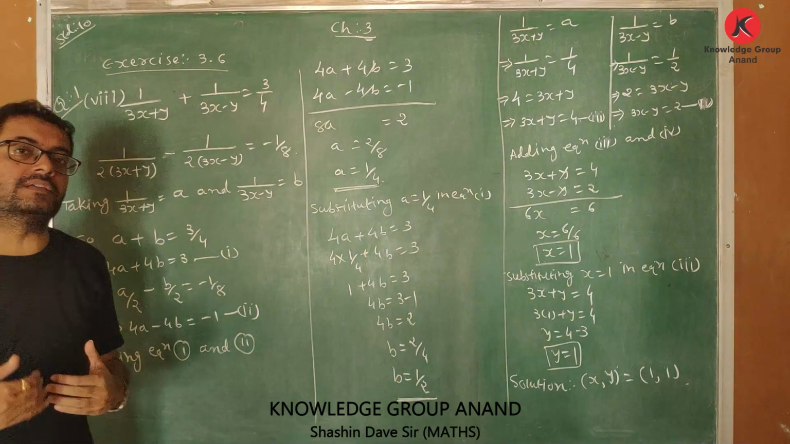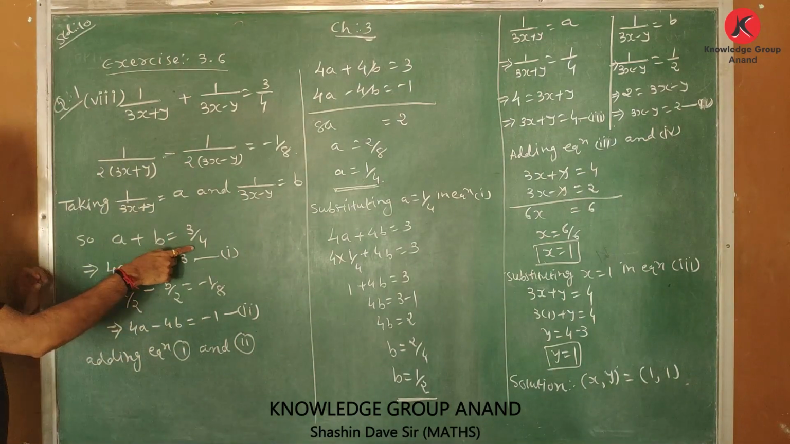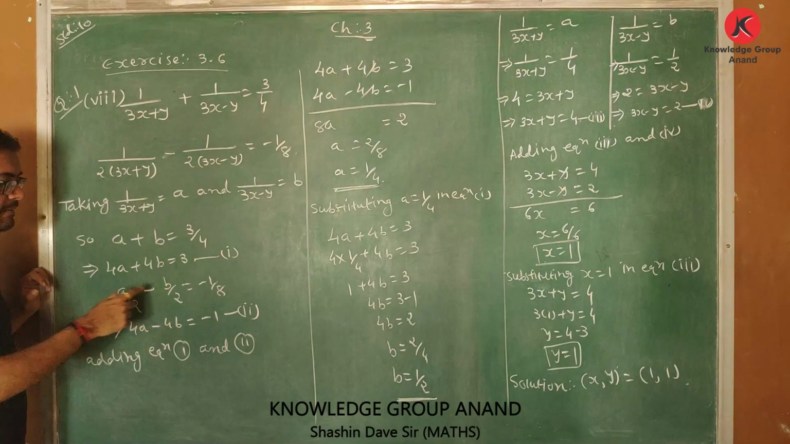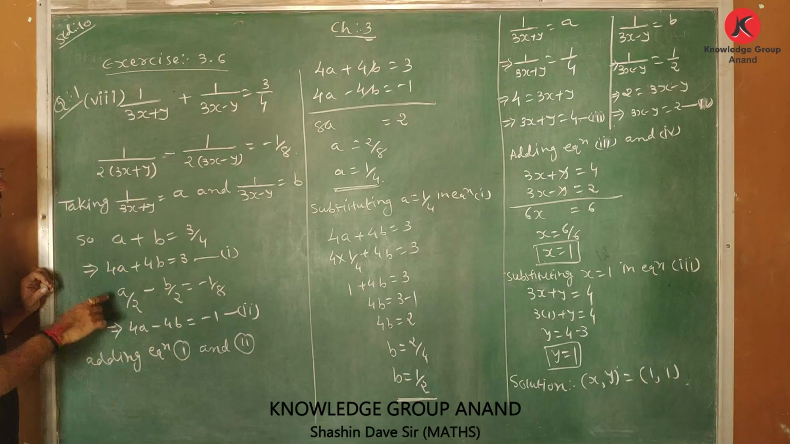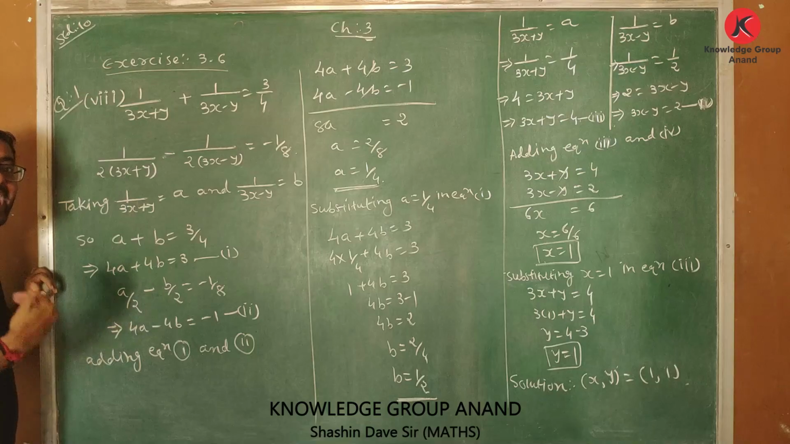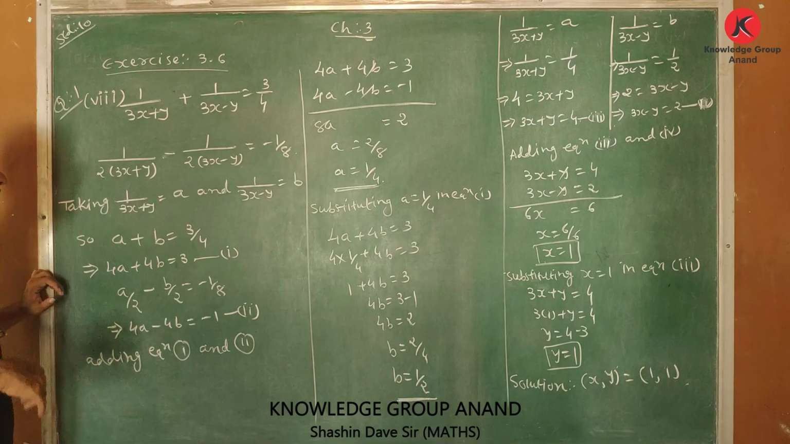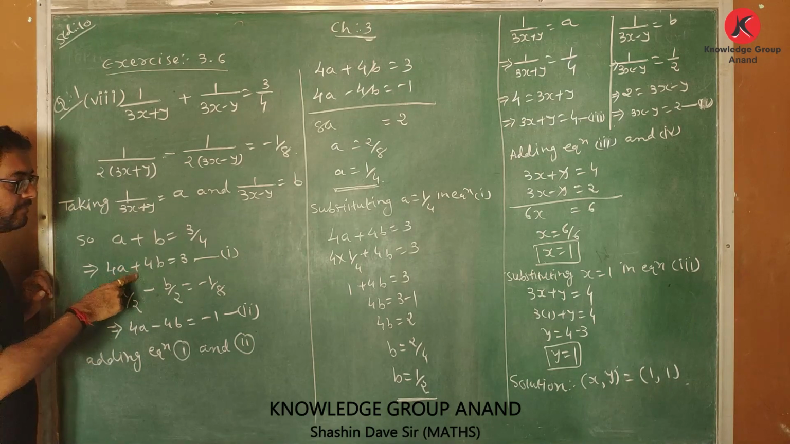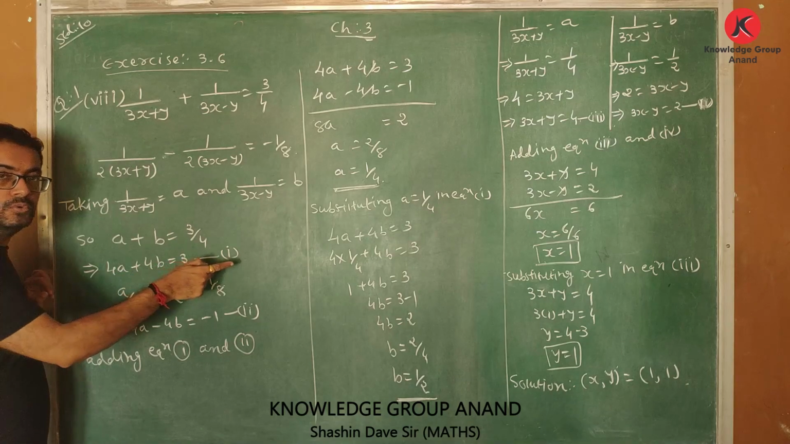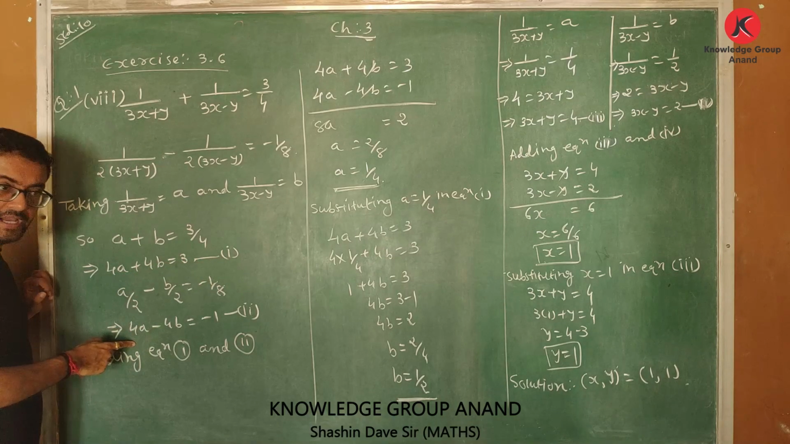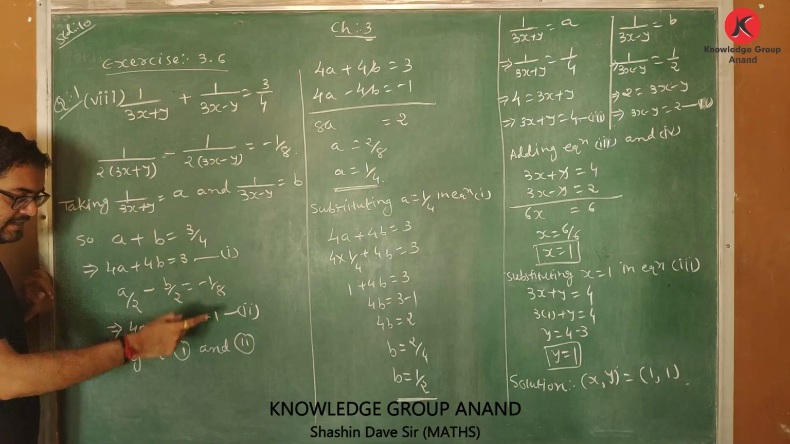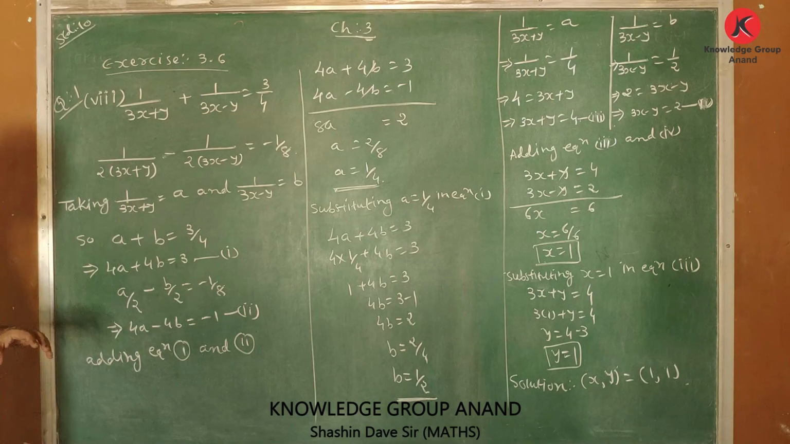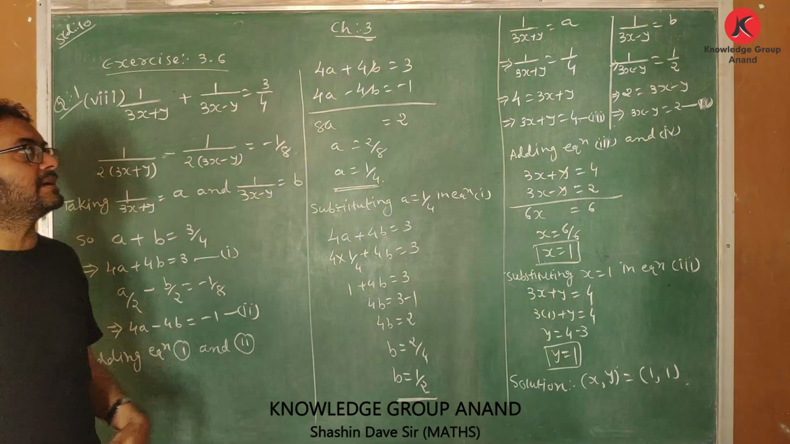Okay, so to make the sum simpler, here I multiplied everything with 4, here I multiplied everything with 8. So now the equations that we have in the simpler form over here are 4a plus 4b is equal to 3, 4a minus 4b is equal to minus 1. Now we'll carry out elimination method.